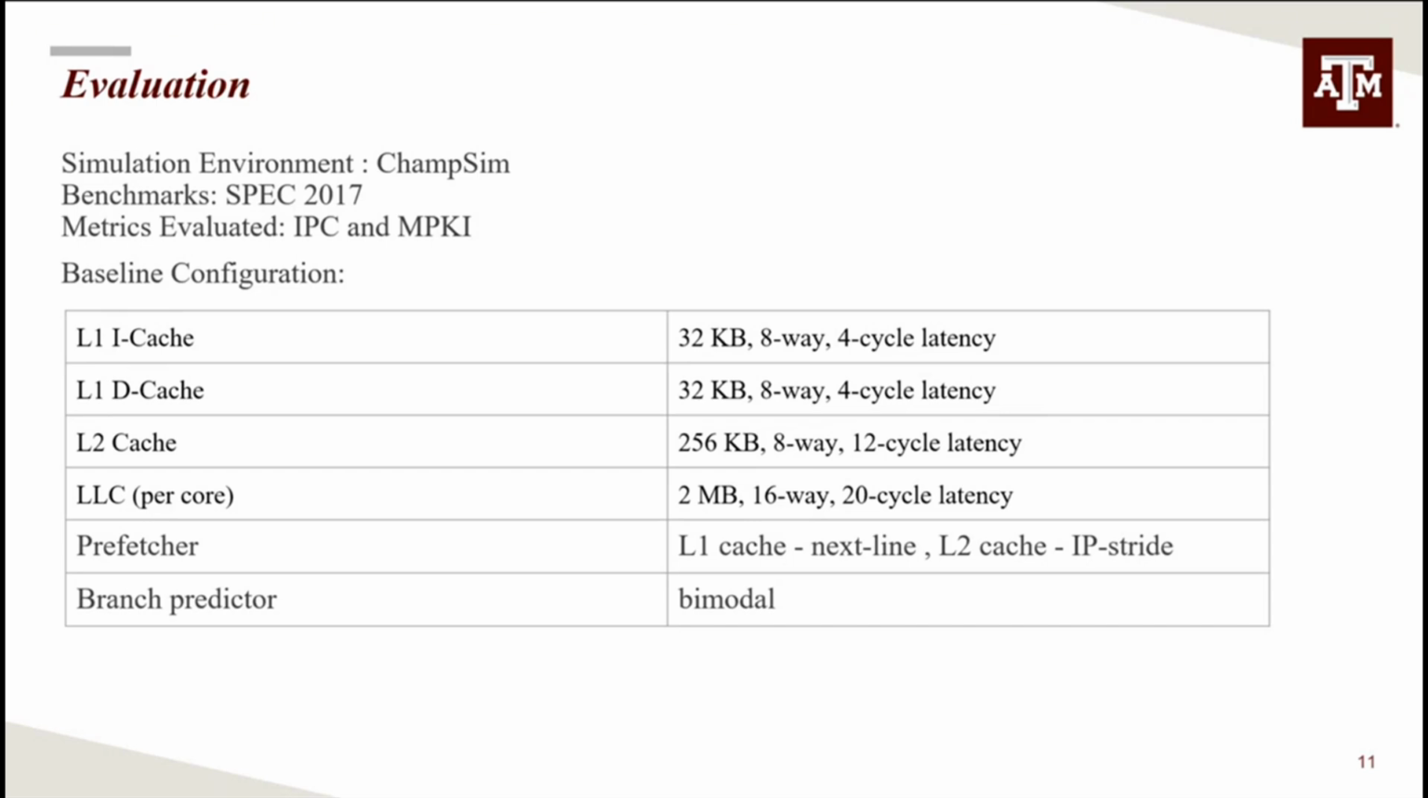The last level cache or LLC is 2 MB 16-way with a 20 cycle latency, reflecting its role as a larger but slower backup. We also use a prefetcher. For L1, it's a next line strategy, predicting the next cache line. For L2, it's IP stride, predicting based on instruction patterns. Lastly, a branch predictor, making simple but effective predictions for branch outcomes based on past behavior.